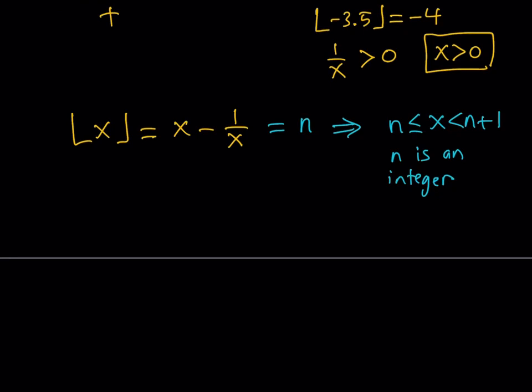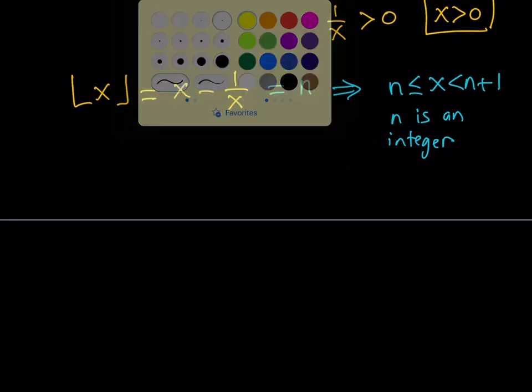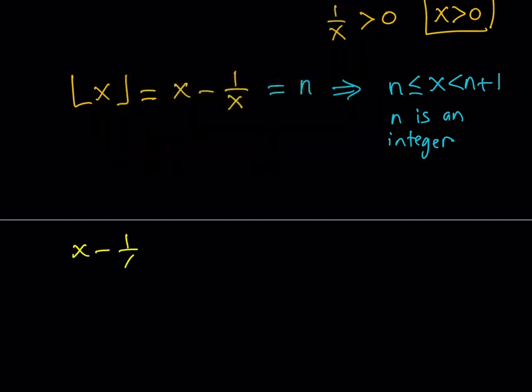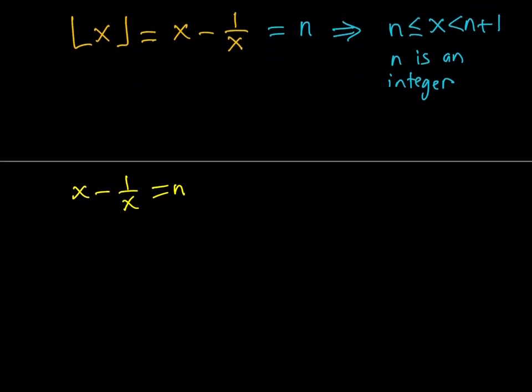Cool. Now, how do we proceed from this point on, right? Well, we do have an equation here, which we can use. Let's go ahead and write that down. Okay, x minus 1 over x is equal to n. Let's go ahead and multiply both sides by x. And obviously, x does not equal 0. We know that, right? So it's okay to multiply both sides by x. That's going to give us x squared minus 1 equals nx.